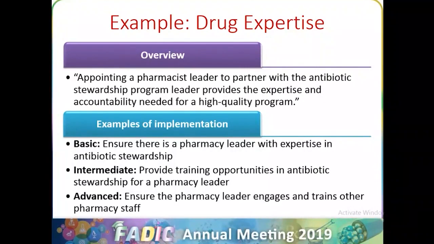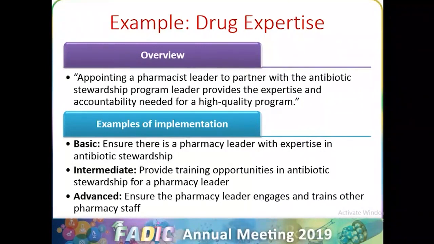So for the examples of the implementation, as I mentioned, the playbook provides different levels of implementation to ensure that each new antimicrobial stewardship program goes from one level to another once they are established. So starting with the basic is to ensure that there is at least a pharmacy leader with expertise in antibiotic stewardship. So first of all, the antimicrobial stewardship program should seek a pharmacist who would be appropriate to fill this position, and it's preferred that this person has experience in antibiotic stewardship.